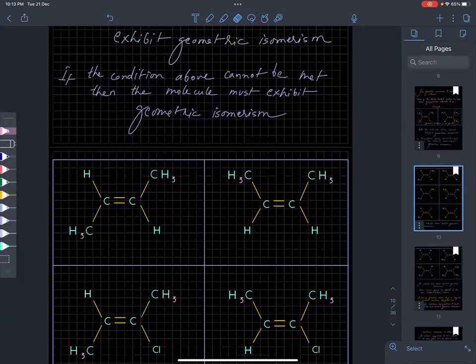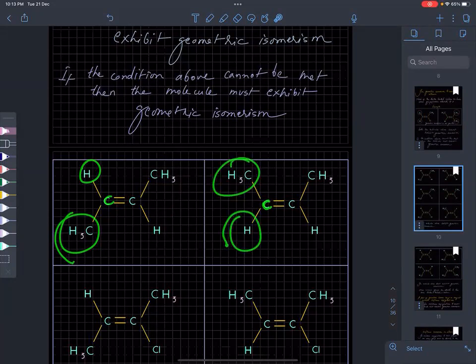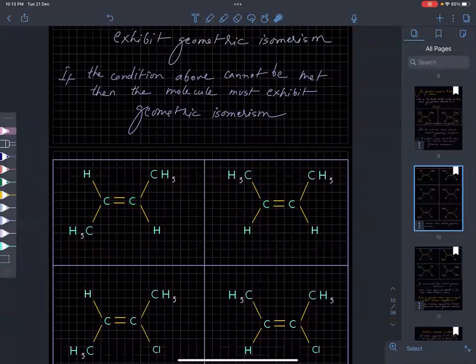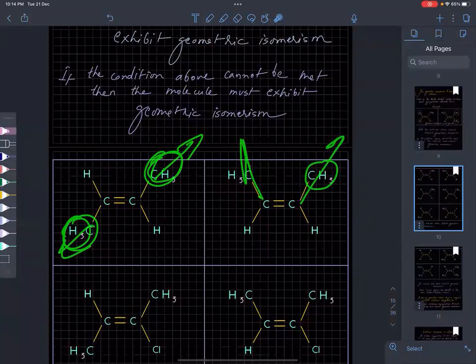What do you mean by structurally the same? This carbon has one H group and one CH3 group attached. This carbon has one CH3 group and one H group attached. Now the problem is, even though the connections are the same, the orientations of the molecules are different. What do you mean by orientations are different? Here the CH3 groups are facing in opposite directions. Here the CH3 groups are on the same side of the double bond, same direction.